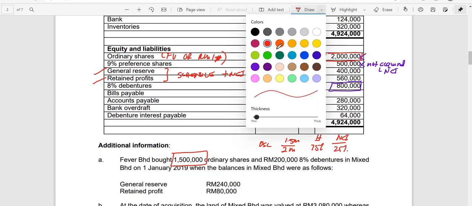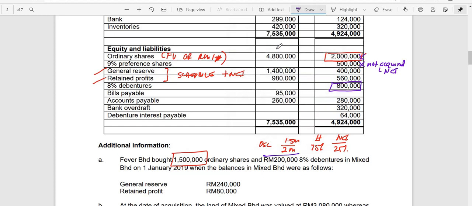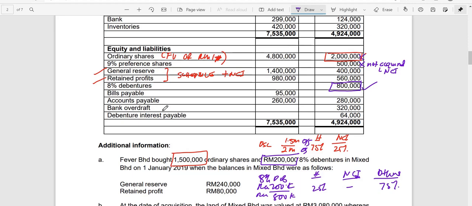Let's look at the second one, which is the debenture. The acquisition of debenture was where you acquired 200,000 from 800,000. So for the 8% debenture, the holding percentage would be 200 divided by 800, which is 25%. There is nothing to do with NCI because this is not shares, not equity, and we need to look at what belongs to other debenture holders, which is 75%. So it is the reverse of the ordinary shares.